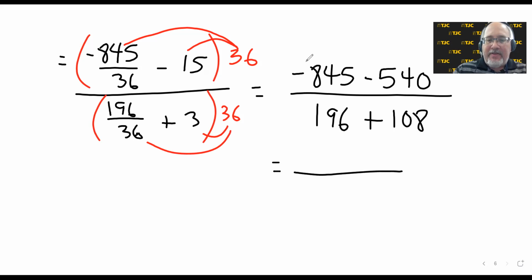And now we can just combine the numerator and denominator. Negative 845 minus 540 is negative 1,385. This is getting obnoxious. What did I say it was? Negative 1,385. And in the denominator, we have 196 plus 108, which is 304.